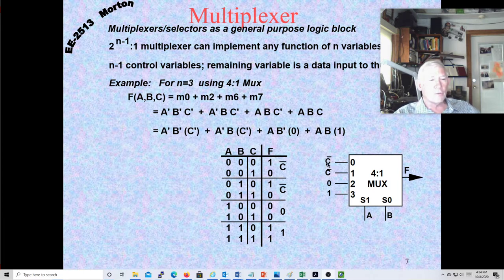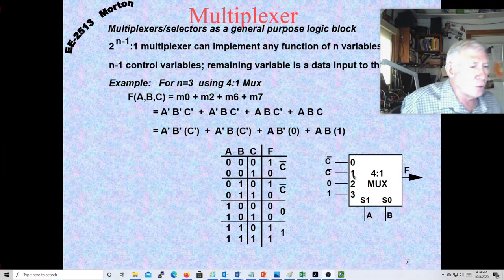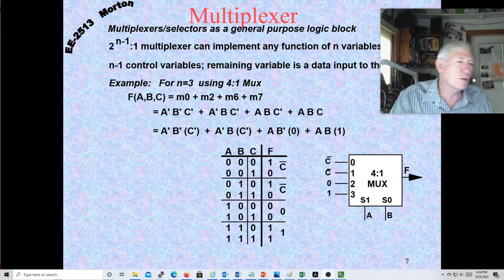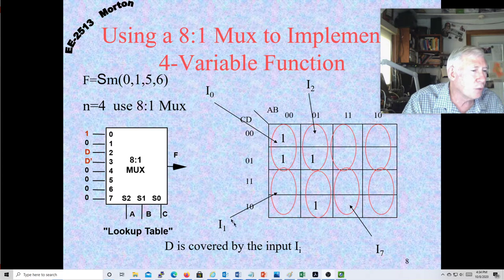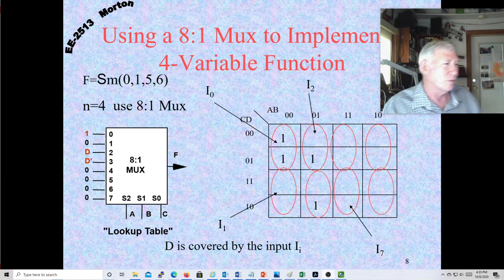So we put the inverse of C into I0, the inverse of C into I1 because it's the same, and then 0 into I2 and 1 into I3. And now we've completely reproduced this truth table using this 4-to-1 multiplexer. Remember, you do have to hook your A and B variables up to your control inputs. So there you are. And there is another way to do this using K-maps and stuff. I encourage you not to pay attention to that. I think it's more confusing than it is helpful.